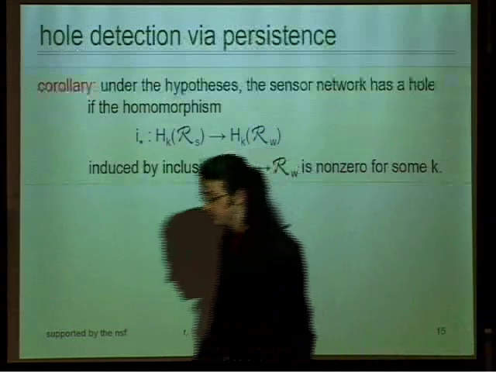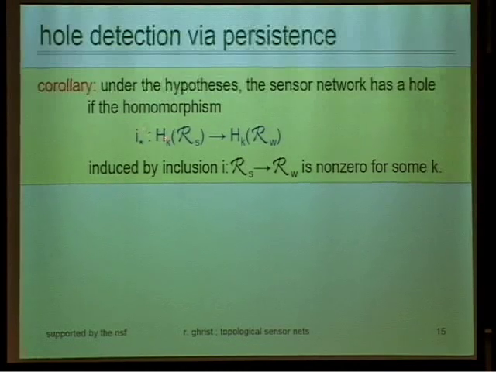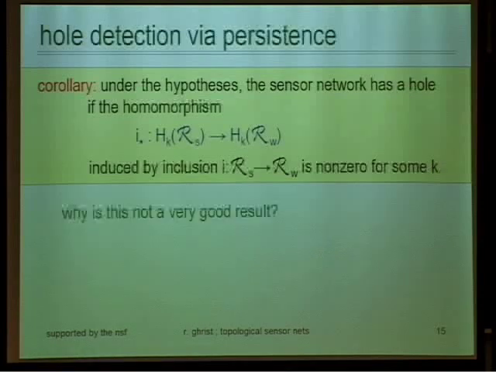It's very, very simple to show, given this result on persistence, that under these hypotheses, if you look at the induced map on homology from the strong signal Rips to the weak signal Rips, if you find a hole, so some non-zero element here that persists to a non-zero element here, that has to factor through the Čech complex, which is representing the topology of the cover. So you really get that.